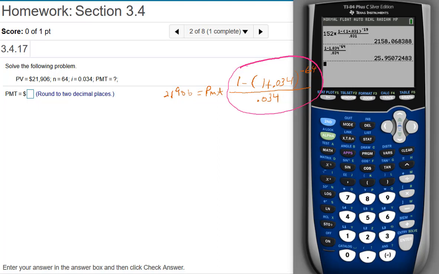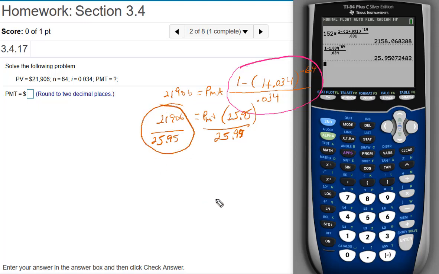Now what I'm going to do is I'm going to write PMT and then 25.95. Now I don't actually want to use 25.95, but I'm writing that down so I'll know that that's what's there. To solve for payment, I need to divide both sides by the 25.95, etc. So this is the calculation that I need to do. 21,906 divided by that number.